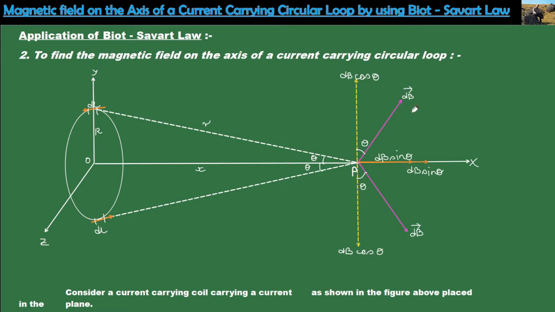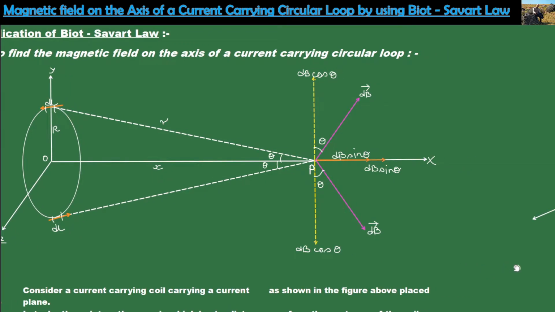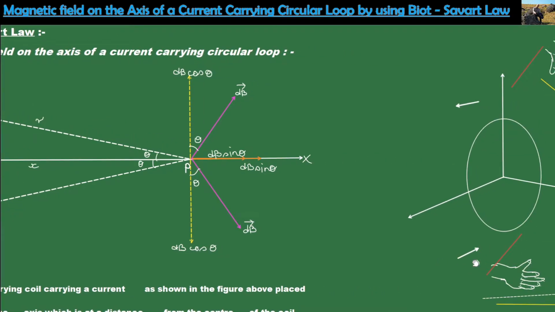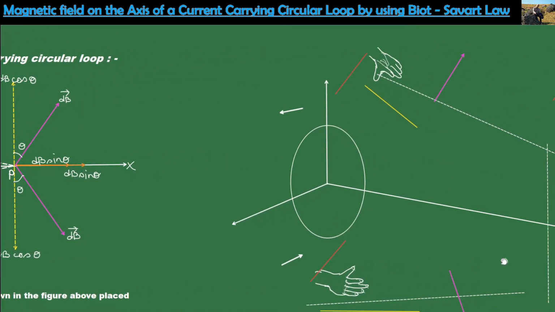In this main diagram, I have resolved all the rectangular components related to the magnetic field due to the current element. In order to understand the real concept of how we can find the magnetic field due to that circular loop, let us discuss the preceding section.